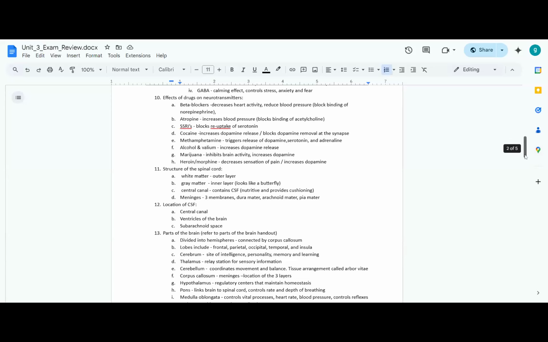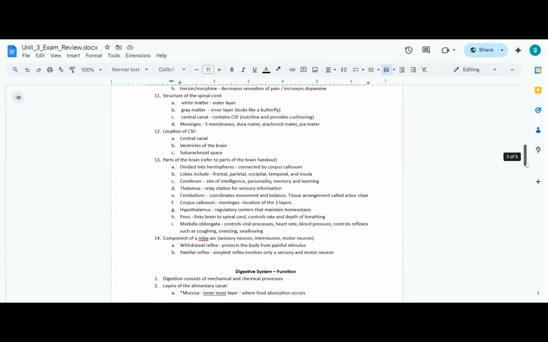Right, we did structures of the spinal cord. Remember, the outer layer is the white matter. The inner layer, which looks like a butterfly, is the gray matter. Found in the center is the central canal, and this contains cerebrospinal fluid, which is a clear filtrate of blood, which is nutritive.